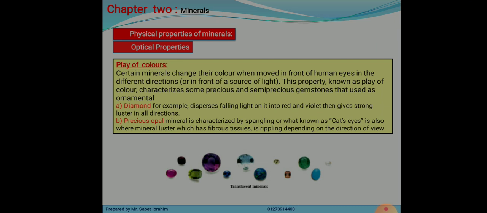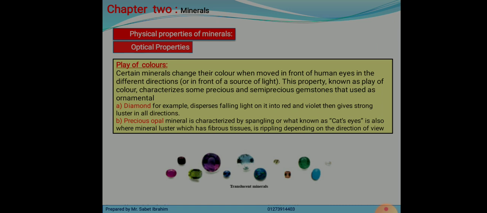for example, diamond changes the color into red and violet and gives a strong luster in all directions. So when the source of light moves in front of a diamond, the color changes from red to violet, and it gives strong luster in all directions.